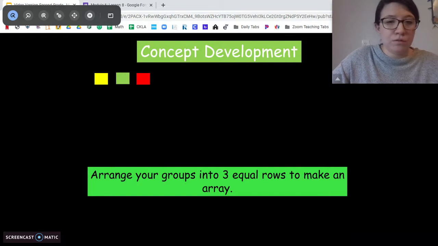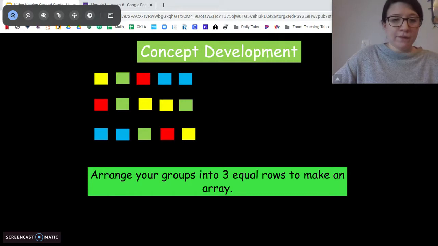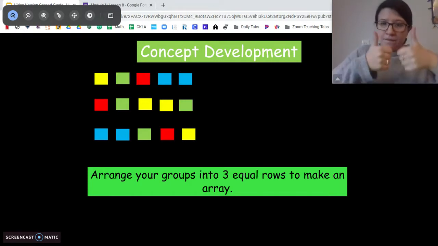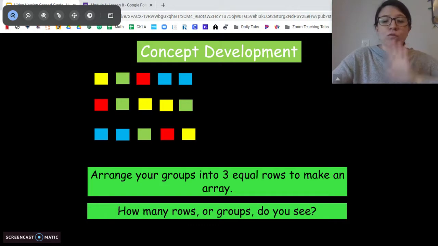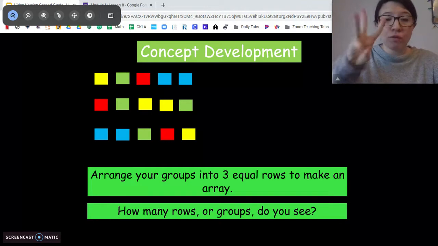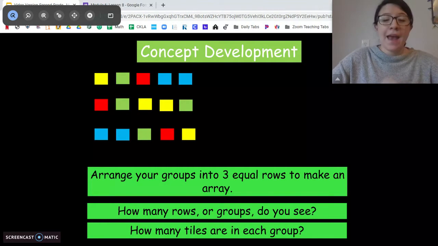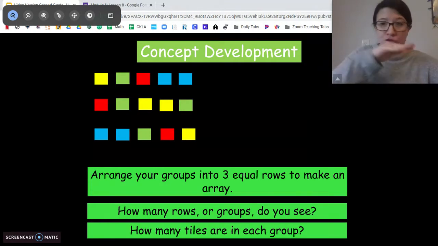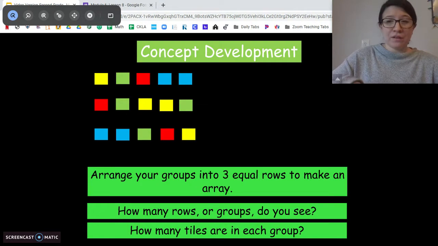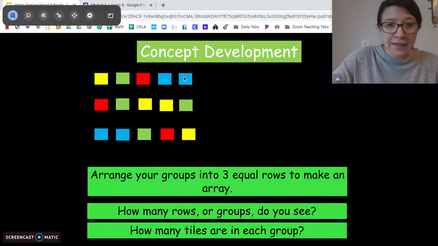So I'm going to go 1, 2, 3, 4, 5. 1, 2, 3, 4, 5. 1, 2, 3, 4, 5. Is that what yours look like? Awesome. How many rows did we make? 3 rows, right? 1, 2, 3 rows. How many tiles are in each row? How many tiles are in each group? Good. We have 1, 2, 3, 4, 5 tiles in each group.